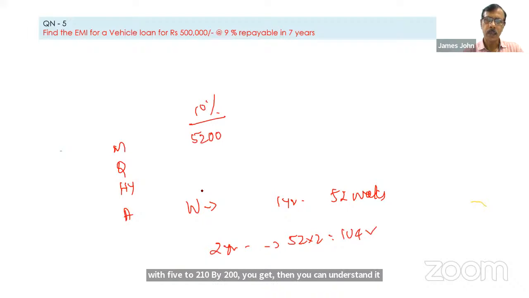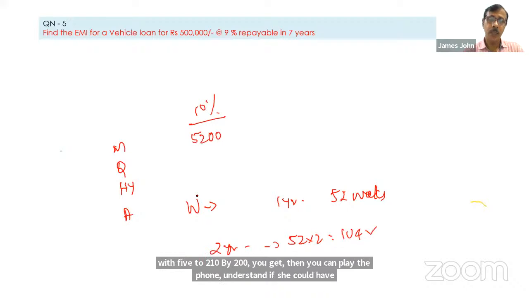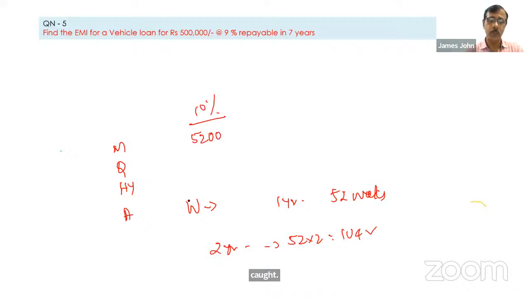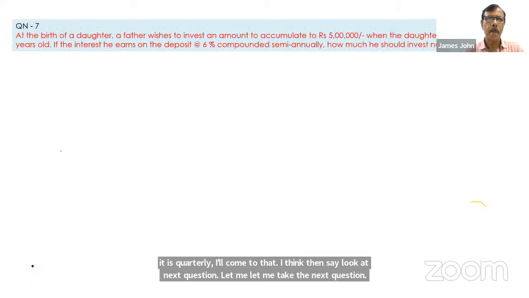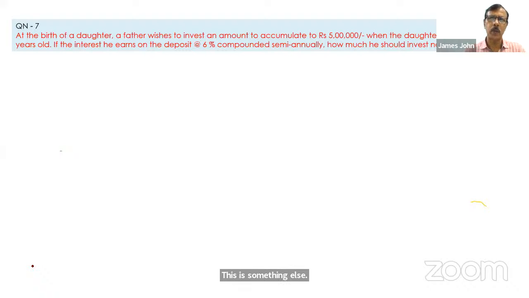Understand? So if it is equated quarterly, what will be the quarterly? I'll come to that. Let me take the next question. This is something else. Let me complete this and I will explain about quarterly.